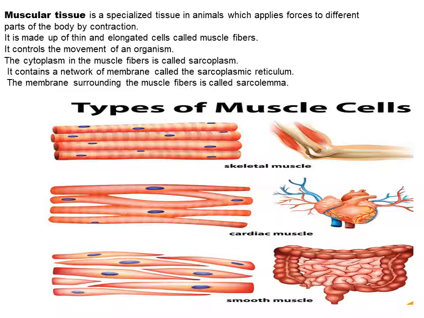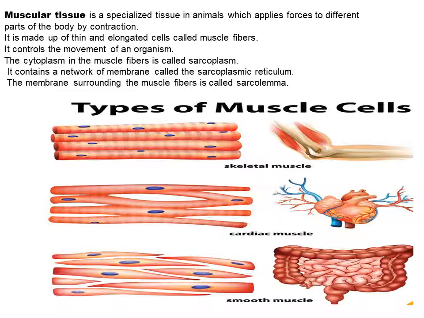The cytoplasm in the muscle fibers is called sarcoplasm. Children, they are a special type of cells. Muscle cells have a cytoplasm like any other animal cell, and that cytoplasm is specifically called sarcoplasm. And the membrane lining the cell, as we say the cell membrane, of this special type of cell is regarded as sarcolemma. So the membrane surrounding the muscle fibers is called sarcolemma.